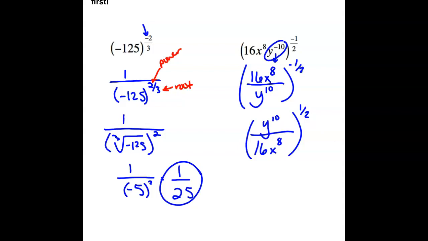Y to the 10th to the 1/2 power, half of 10 is 5, so we get y to the 5th. For the denominator, 16 to the 1/2 power means we're square rooting 16, which gets us a 4. And then x to the 8th to the 1/2 is x to the 4th. 4 full groups when we have the square root of x to the 8th. So we have y to the 5th over 4x to the 4th.